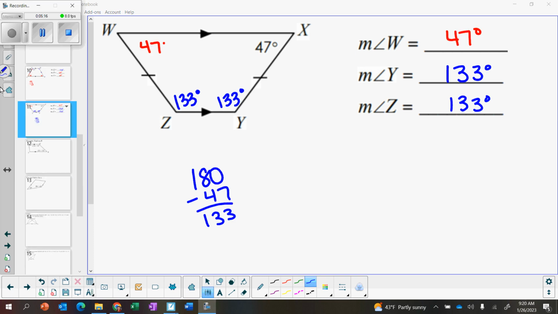All right, so we know the base angles of W and X are the same, so W is 47, and then the other angles have to be supplementary, so that's 133 for both of those.